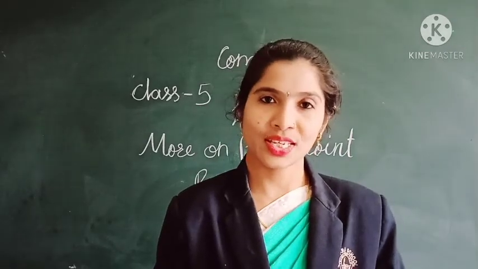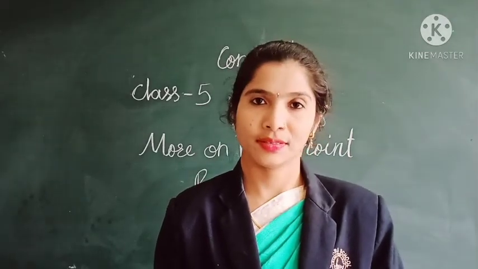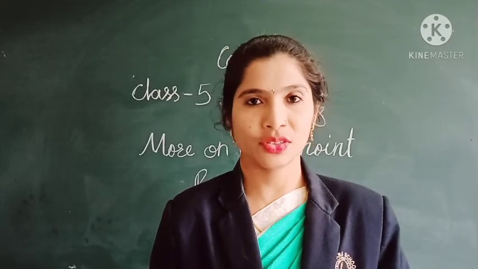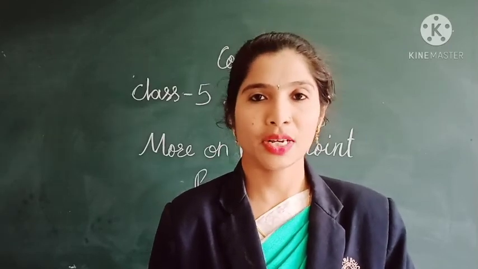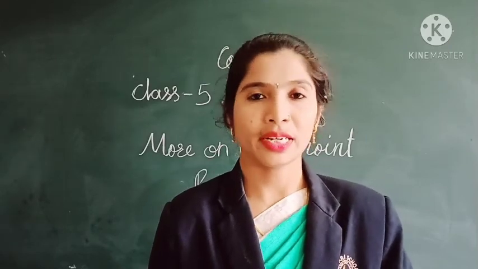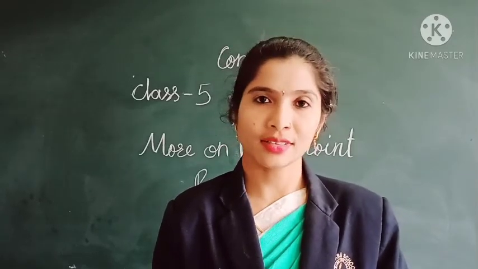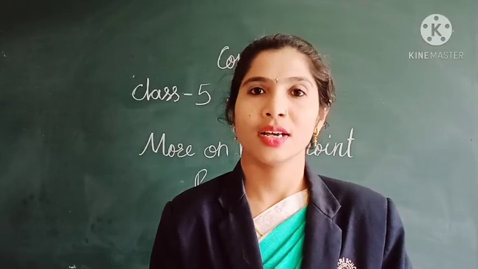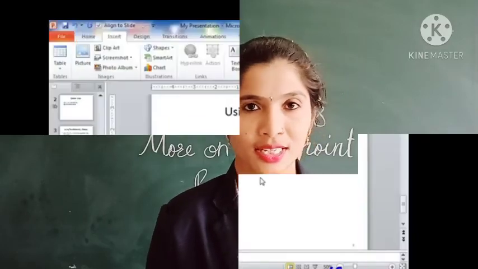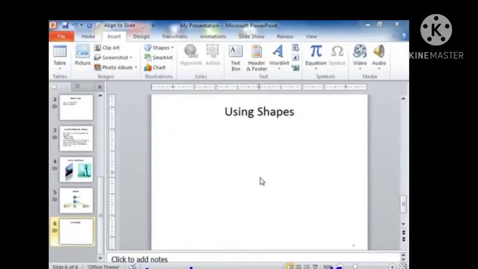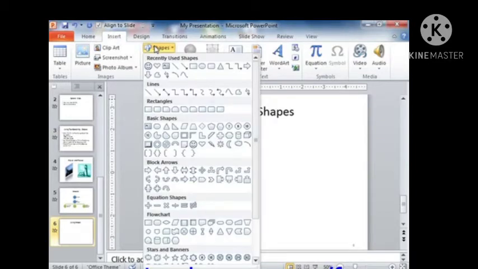Now we are going to see inserting shapes. Auto shapes are drawing features that help us to draw different geometrical figures such as rectangle, triangle, ellipse. Let's see. These shapes can be resized, rotated, flipped and colored. Now we are going to see steps to insert shapes in a slide.